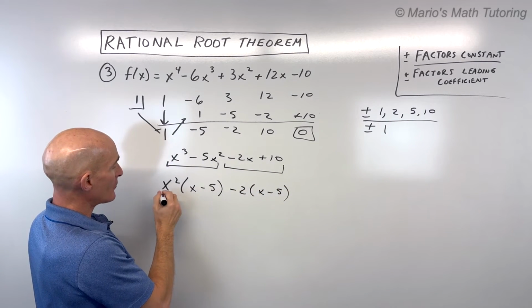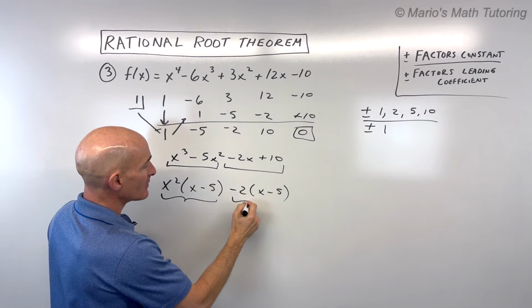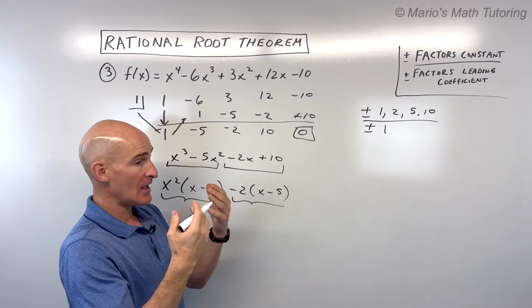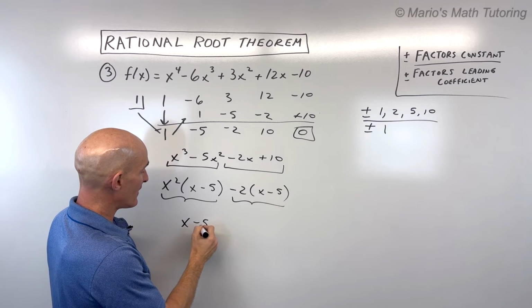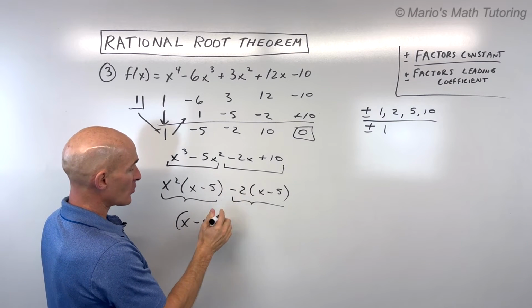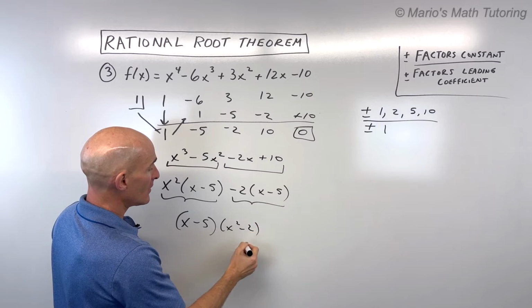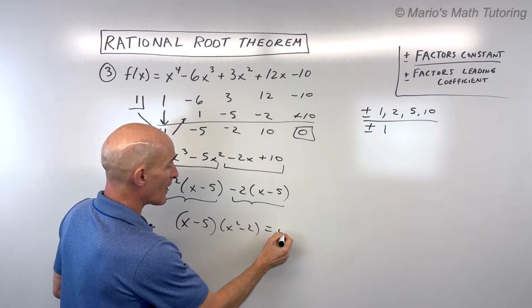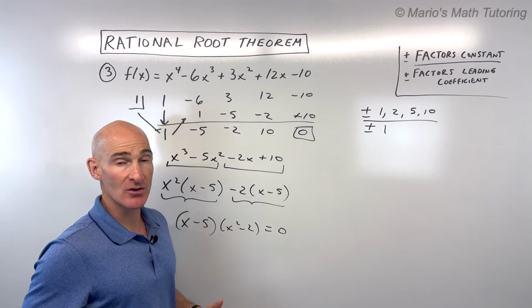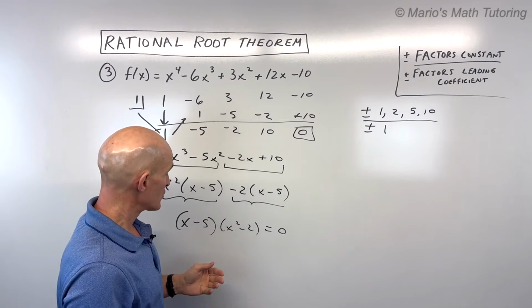And notice what we have here. In this group, we have an x minus 5. In this group, we have an x minus 5. If we factor out that x minus 5, we're left with x squared minus 2. Now that we have factors, we can set the factors equal to 0 and find those remaining zeros. So let's go ahead and do that.